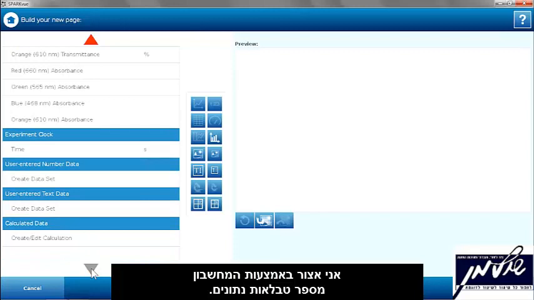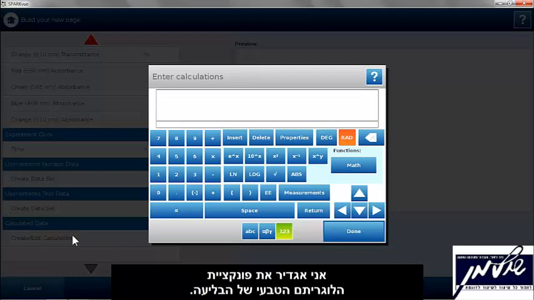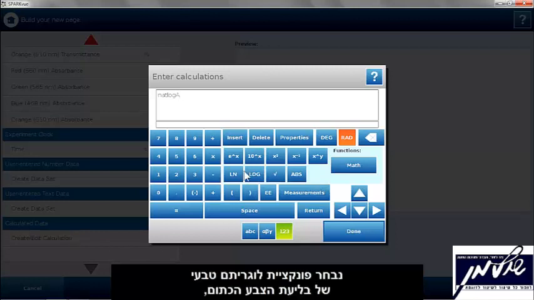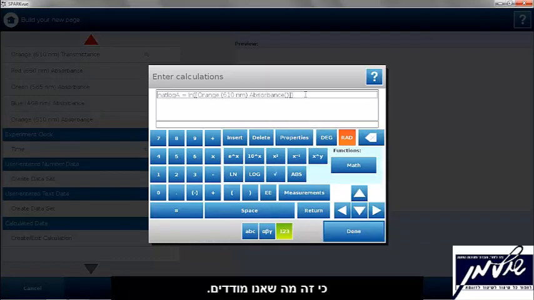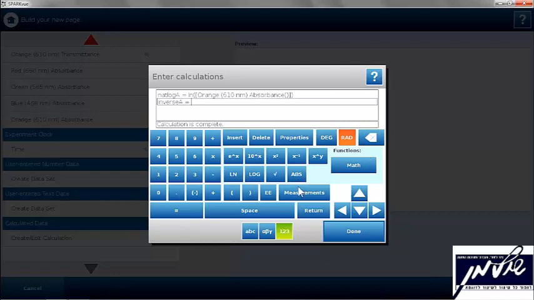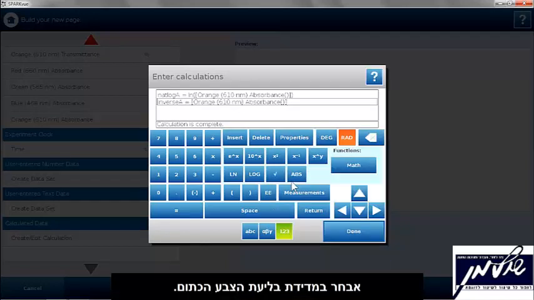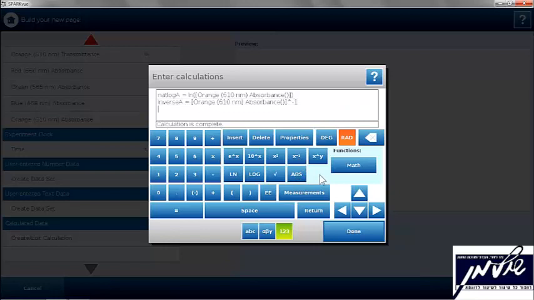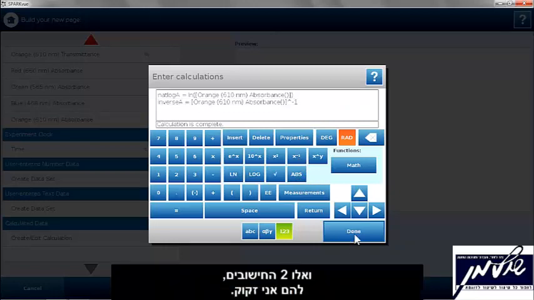So I'm going to create a couple of data sets. I'm going to create a natural log of absorbance. So we'll do natural log of our orange absorbance, because that's what we're measuring. I'll do the inverse of absorbance. So orange absorbance. And those are the two calculations that I need.